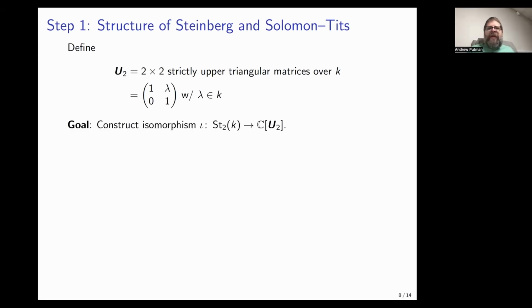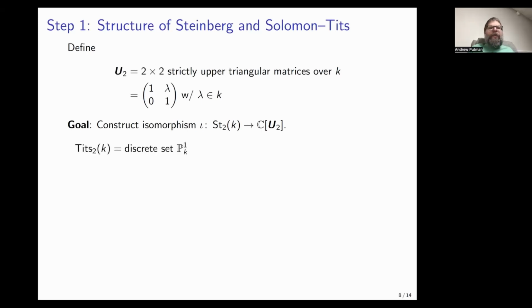And what I claim is that there is an isomorphism iota between the Steinberg representation and the complex group ring of this abelian group U2. Now, what kind of isomorphism is this? This isn't just a vector space isomorphism. GL2 acts on the Steinberg representation, but there's not an obvious action of GL2 on the group ring of this unipotent group. So we're going to bring in the group action later on. But right now, I just want to construct a vector space isomorphism between these two things.